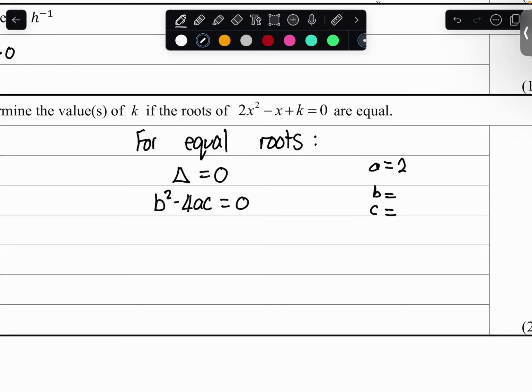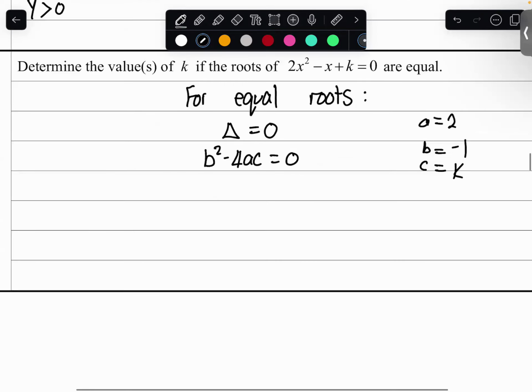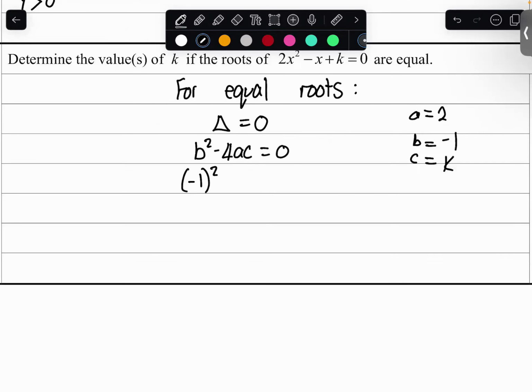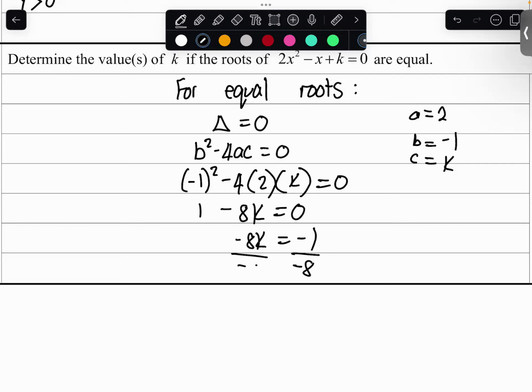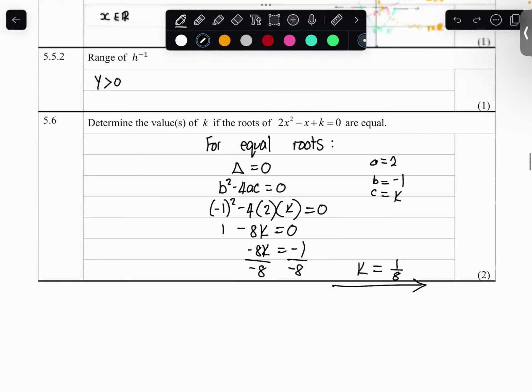Your a value is 2, your b value is -1, your c value is k. So now you're going to go b, which is -1 all squared, minus 4 into a, which is 2, into c, which is k, is equal to 0. This gives me 1 minus 8k is equal to 0. Negative 8k is equal to -1. Divide both sides by -8. Then k is equal to positive 1 over 8, because negative divided by negative is going to give you a positive. And that's the answer to that.